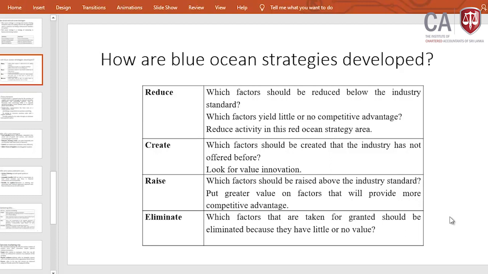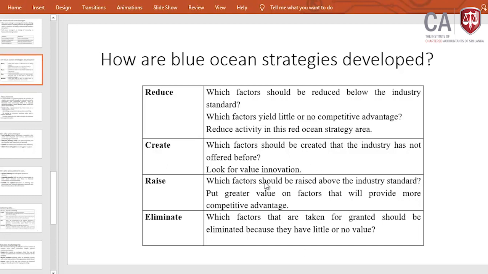If there are certain things which are not given, but are required, then you have to create that one, right. There are certain things we offer, but the level we offer is not sufficient. In that scenario, you have to raise that one, that means increase that one. Then there are certain things which are given by us, but not required to be given, that should be eliminated, right. There are 4 strategies: reduce, create, raise and eliminate, right.